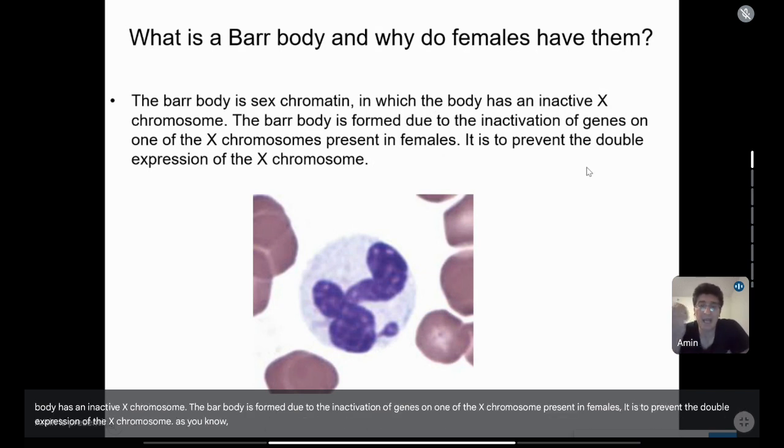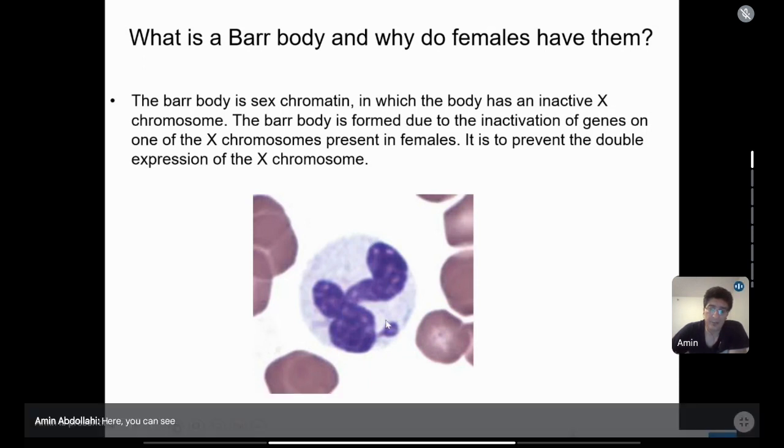As you know, in male there are two chromosomes, X and Y, but in female there are two chromosomes, X and X. One of them is inactive. Why? It is to prevent the double expression of the X chromosome in female. Here you can see a bar body in female neutrophil.